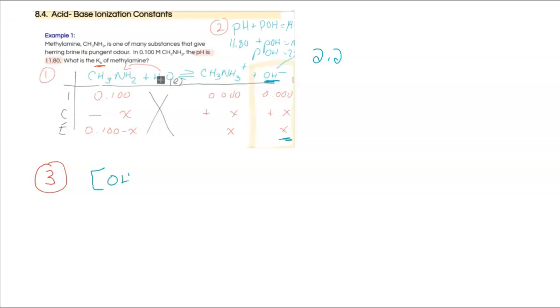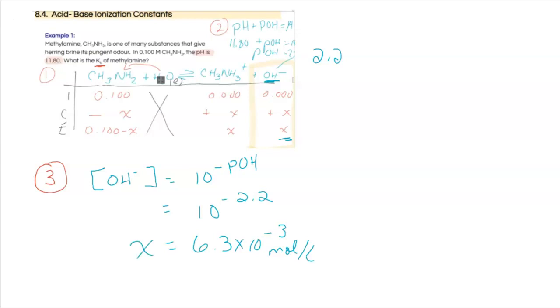So my hydroxide ion concentration is equal to 10 to the negative pOH. So substituting in my pOH of 2.2, I'm going to get a value of 6.3 times 10 to the negative 3 moles per liter. And you'll remember that that's actually what X is, right? So X represents my hydroxide ion concentration. So now I'm in a position to be able to calculate Kb because I have a value for X.